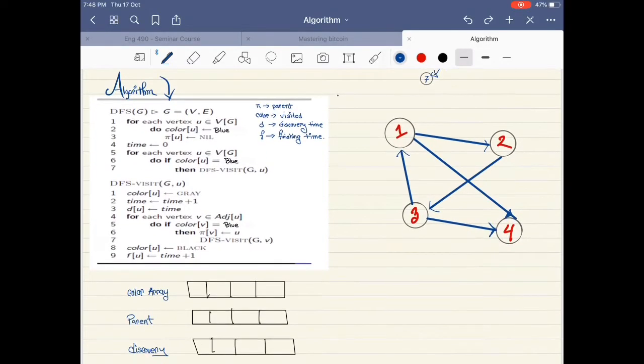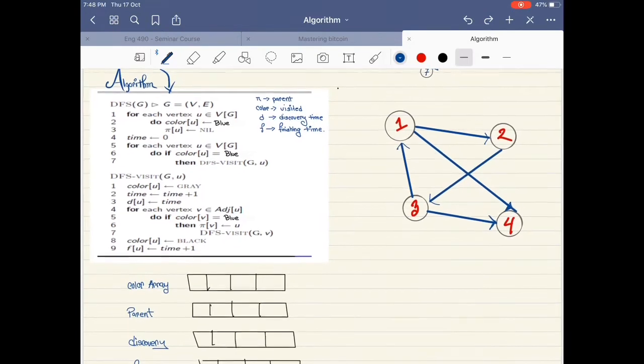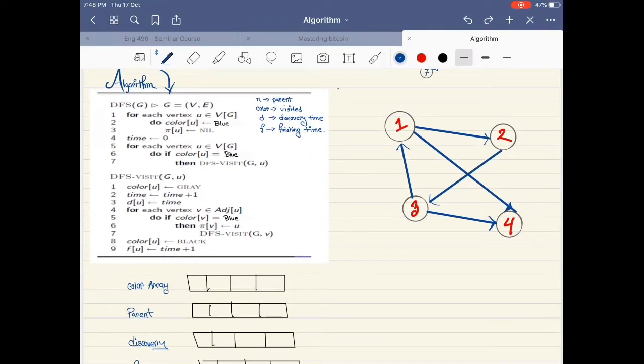So let's get on to the algorithm, and we'll be going through all the lines and what is done here. So let's get started. First of all, this is the function that we are calling. It's taking a parameter g. What g represents is a vertex and an edge set. So we have 4 vertices here and many edges. That's the input of that function.